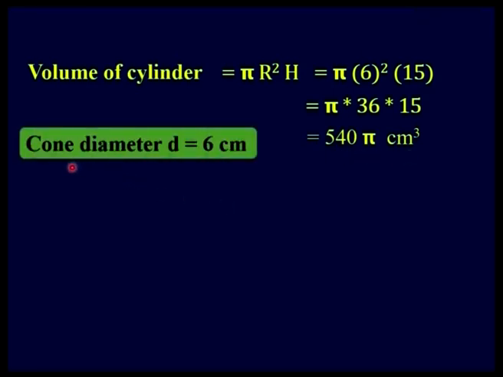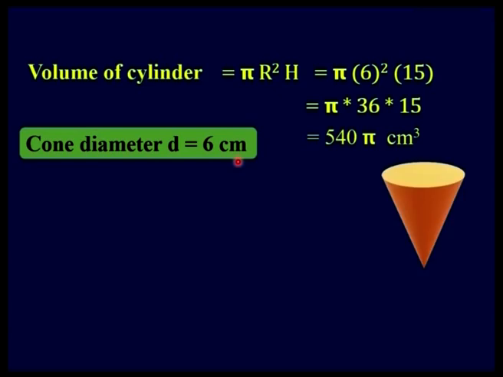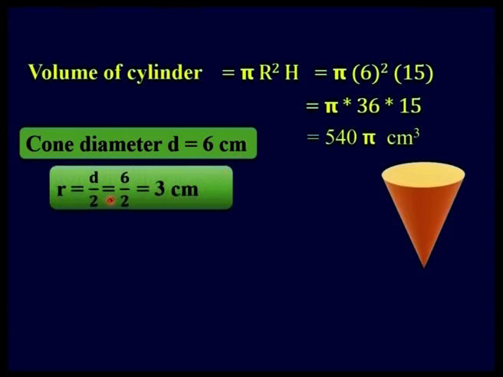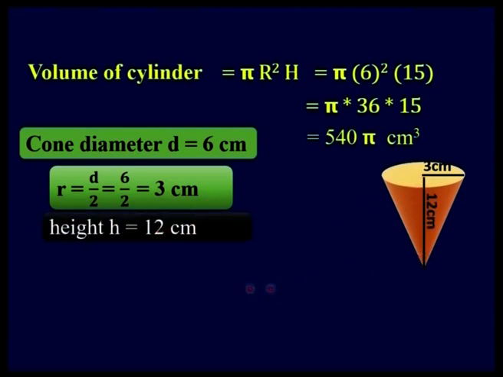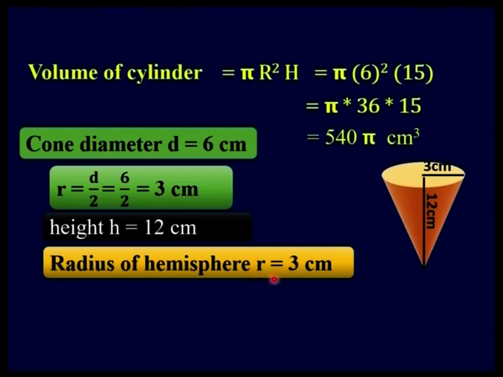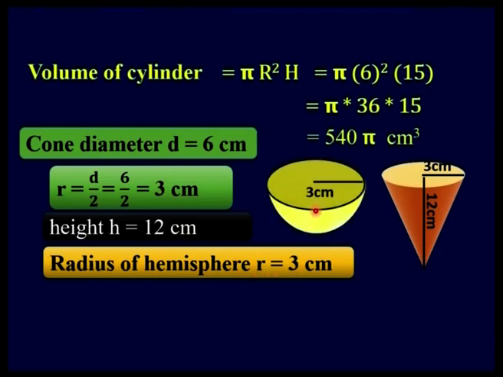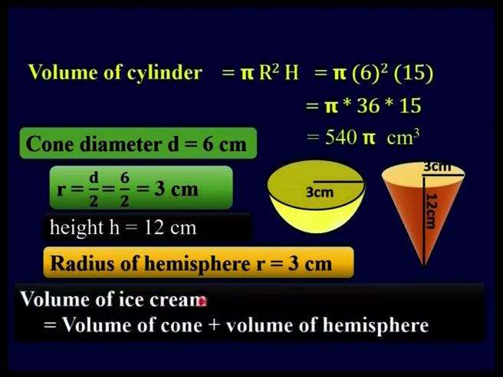Next, the cone diameter is given as 6 centimeter, so its radius r equals half of the diameter, which means 3 centimeter. The height of the cone is given as 12 centimeter. Next, the hemisphere radius r is given as 3 centimeter. Now, children, what do we have to find out? We have to find the volume of this complete ice cream cone. The volume of the ice cream cone is the volume of the cone plus the volume of the hemisphere.